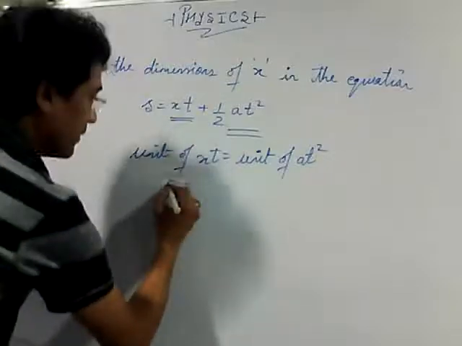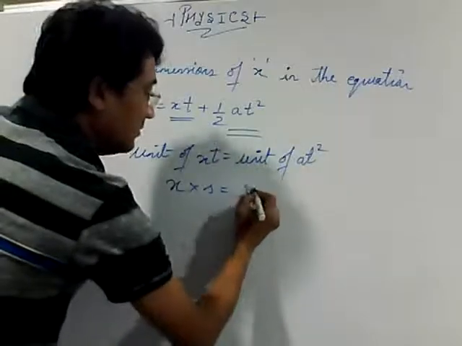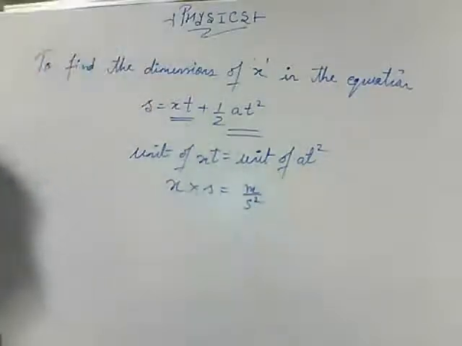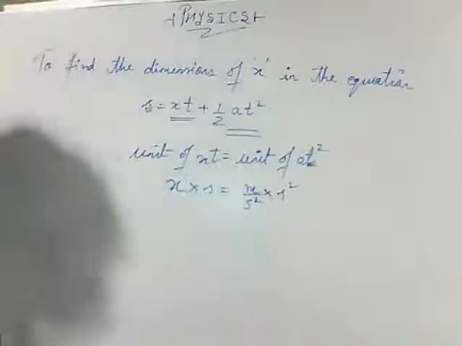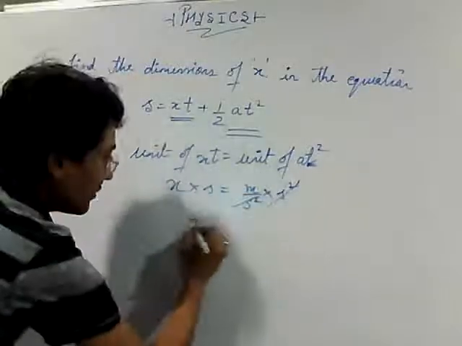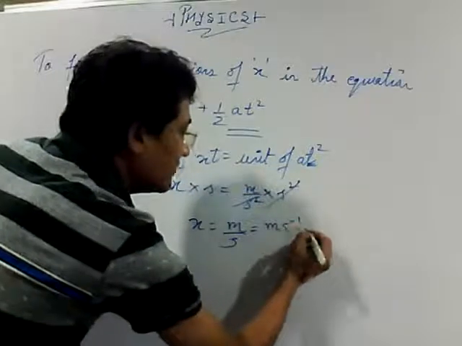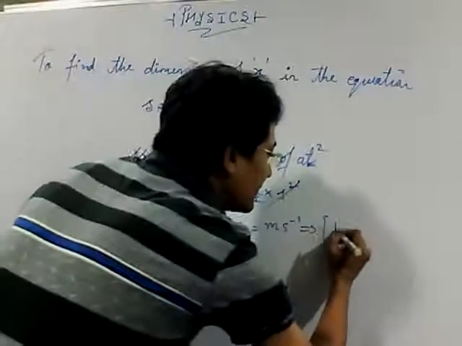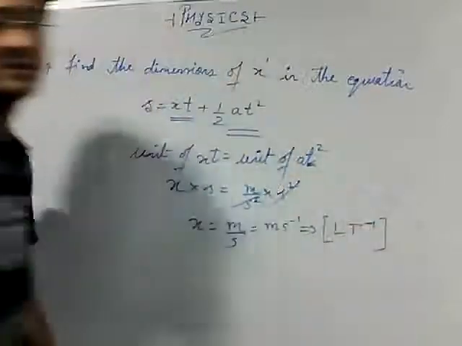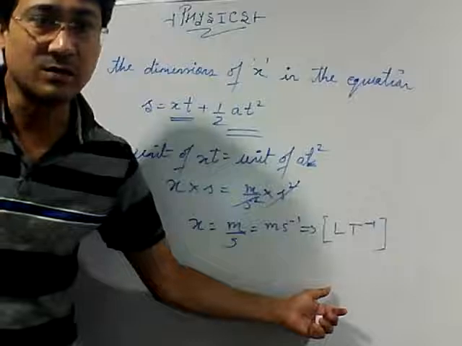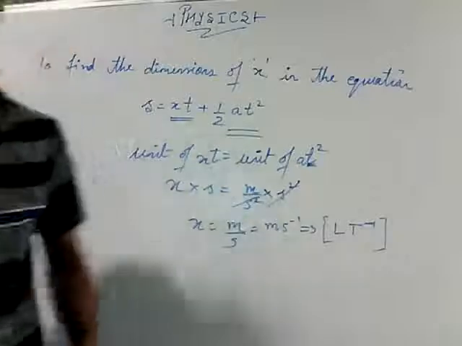Chalo. So what will be the unit of xt? X, we don't know. Time is seconds. Unit of at square: a is meters per second square, multiplied by time square, second square. Okay. So the unit of x will be meters per second, or meters second inverse. So its dimensions will be meters, its length, seconds, its time: LT minus 1. Is it clear to you? Yes, most of you got the right answer. It's LT minus 1.